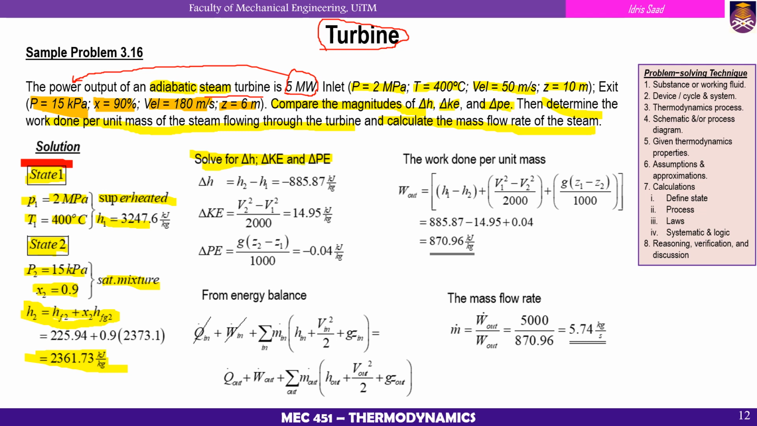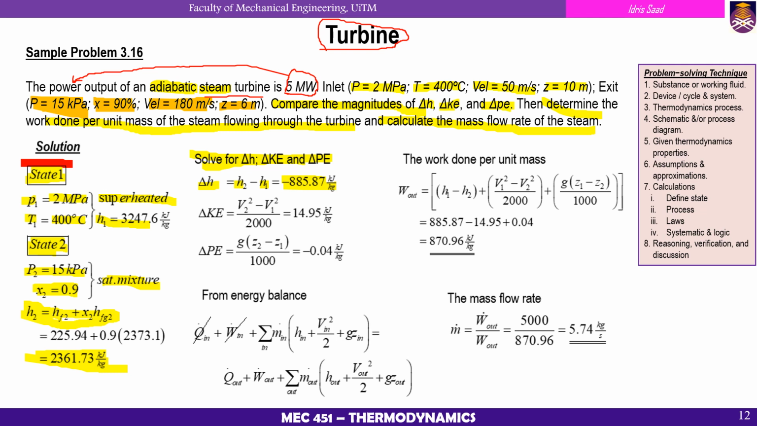Now we solve for delta H, delta KE, and delta PE. The first one is H2 minus H1. When we put in the data, H2 is equal to 2361.73 minus H1, which is equal to 3247. We get the value of negative 885.87. This negative value indicates that the fluid is losing its energy.